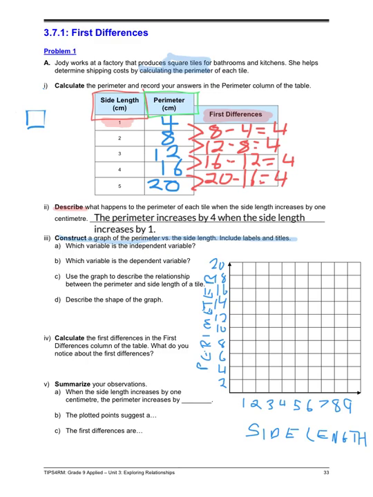We're now going to put all of our points onto the grid. Our first is a side length of 1 and a perimeter of 4. Then we have a side length of 2 and a perimeter of 8. A side length of 3 and a perimeter of 12. A side length of 4 and a perimeter of 16. And a side length of 5 and a perimeter of 20.